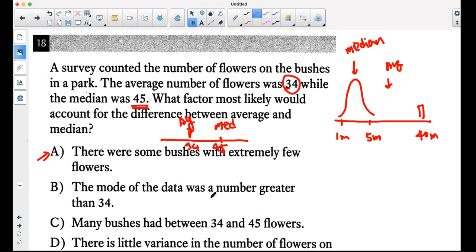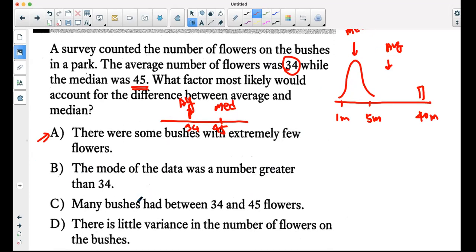The mode of the data was a number greater than 45. We have no idea what the mode is, in fact, so we cannot tell anything about B. Many bushes had between 34 to 45. That also we have no idea. There could be, there couldn't be, who knows? As you can tell in this example, I don't have to have a lot between the average and the median. So it's just that we have no idea.